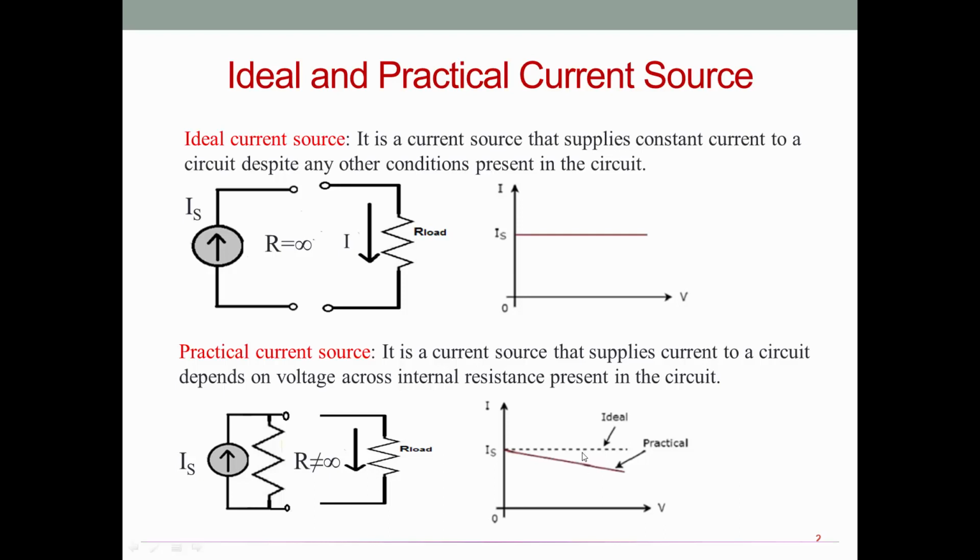This dipping current is due to diversion of current through this path. Current is not only flowing towards the load, but also towards this internal resistance. So due to this internal resistance, there is a small amount of drop. In this case, it is shown with respect to the voltage across the load or the voltage across the internal resistor.